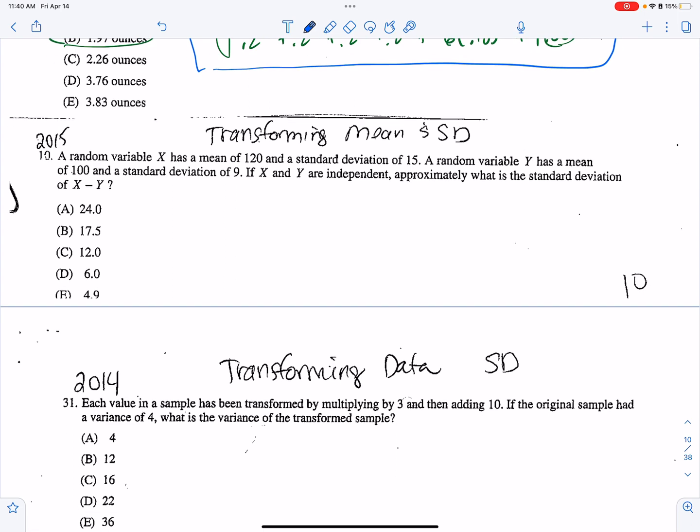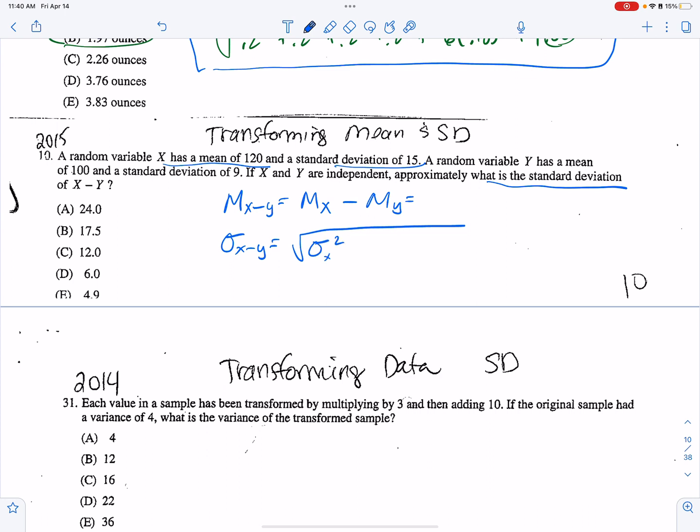For this one here, I have a mean of 120, a standard deviation of 15. Random variable y has a mean of 100 and standard deviation of 9. And now I'm asking for x minus y. So for my mean, if you recall from our vocab quizzes, for x minus y, you take the mean of x and you subtract the mean of y. For standard deviation, you're going to take the standard deviation of x and square it to get the variance, and the standard deviation of y squared. So I have 15 and 9, so it's going to be 15 squared plus 9 squared. And I'm going to end up getting 17.5.